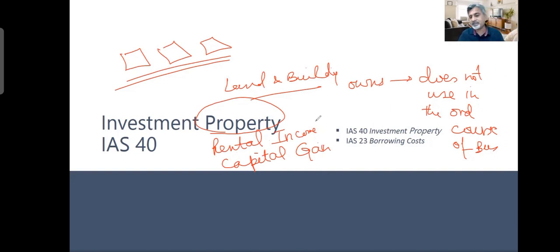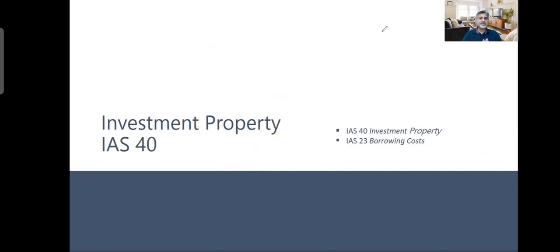In either case, the benefit is there. If it is rental income, it is a benefit. If it is capital gain, it is a benefit. So it is your asset, it is your non-current asset. But it is not PPE. I explained the difference between IAS 16 and IAS 40 before, but I'll say it one more time: in IAS 40 you do not use it in the business, and in IAS 16 you use it in the business.